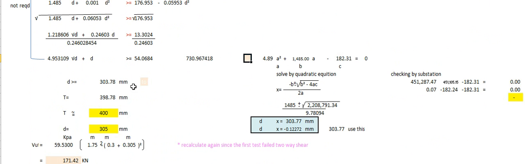Using the quadratic equation as shown, we calculated depth D as 303.77. So depth D is greater than or equal to 303.78, so thickness is 398.78, that is 303.78 plus 75 clear covering plus 16 bar diameter. To round off to 25, just divide by 25, then round up, then multiply by 25, so it becomes 400. Then depth is calculated as 305.